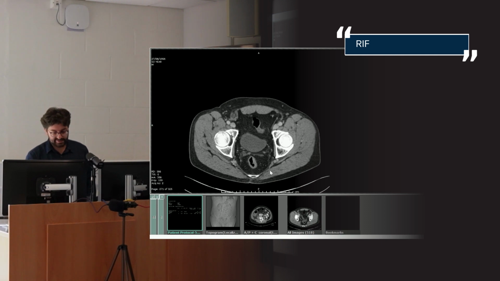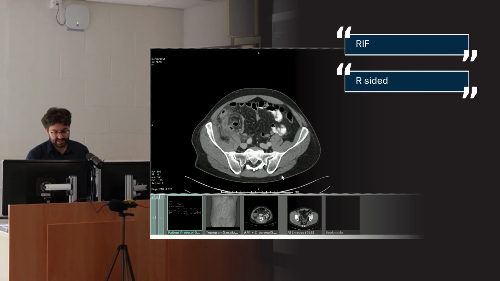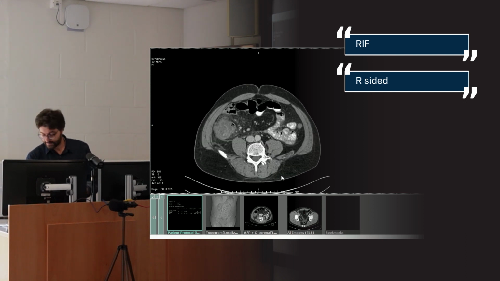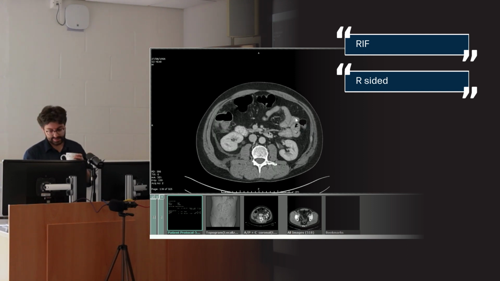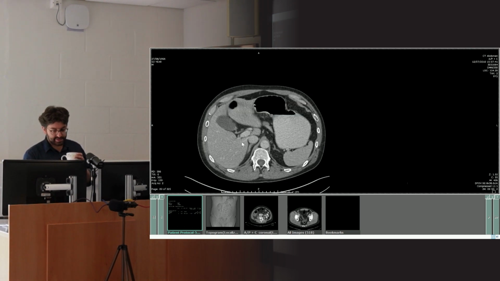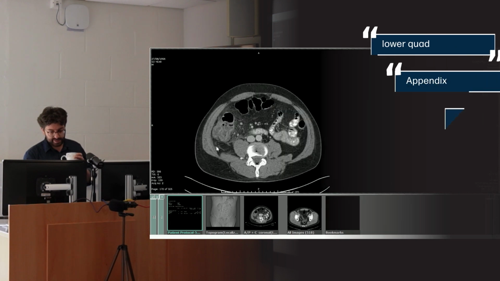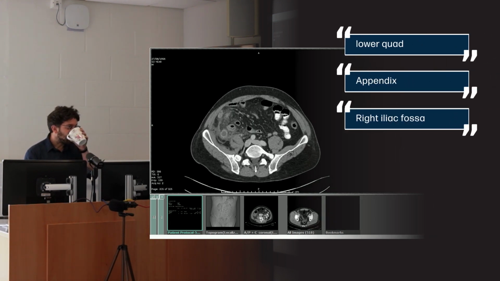So we're looking at the fat around the organs, and we're looking to see if any of the fat looks particularly dirty, fuzzy, with strands of fluid and that kind of stuff in it. Any thoughts? Right side, absolutely. So right side of the abdomen. Now, are we talking right upper quadrant here near the liver? Are we talking right flank near the kidney? Or are we talking right iliac fossa? Absolutely, right lower quadrant. Good.